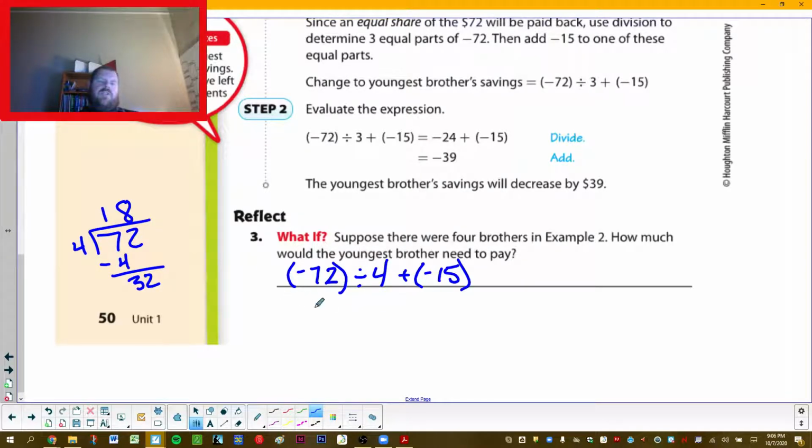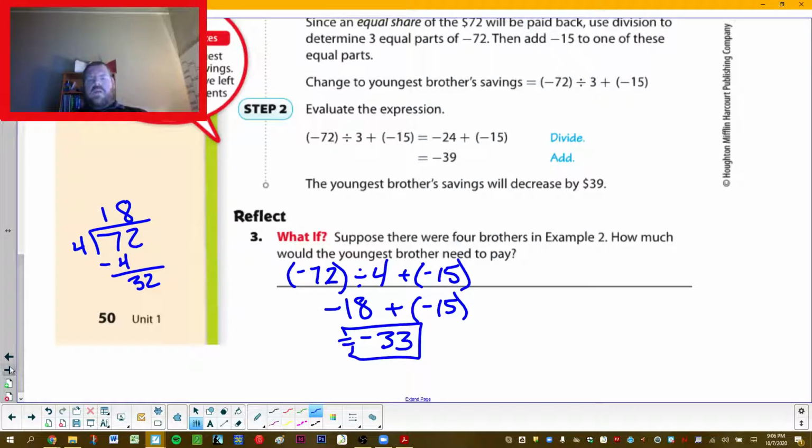So the equal share amongst 4 brothers would be $18, so we write that as negative 18 plus negative 15. Adding those together, they have the same sign, so we add them, 33, and make it negative. So our final answer is negative 33. That's what we end up with.